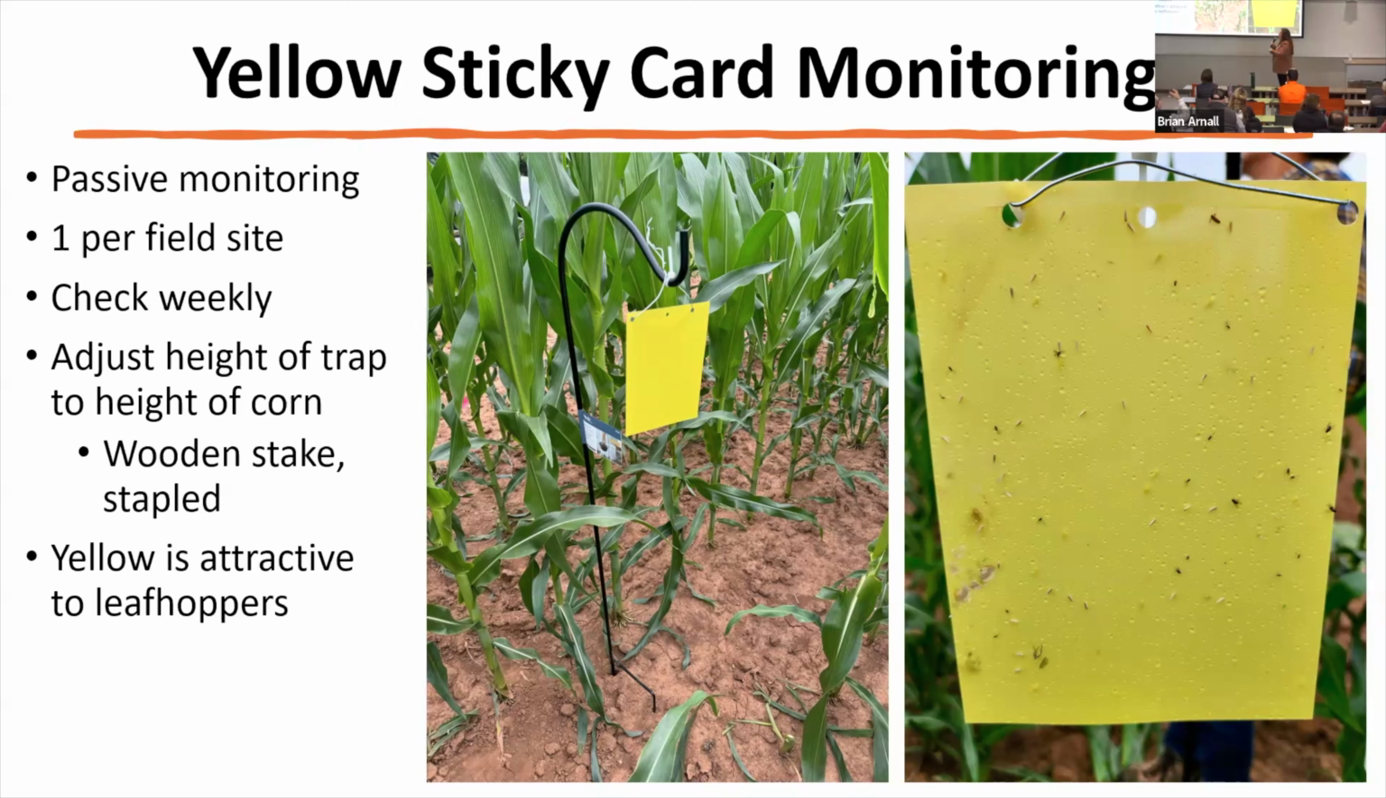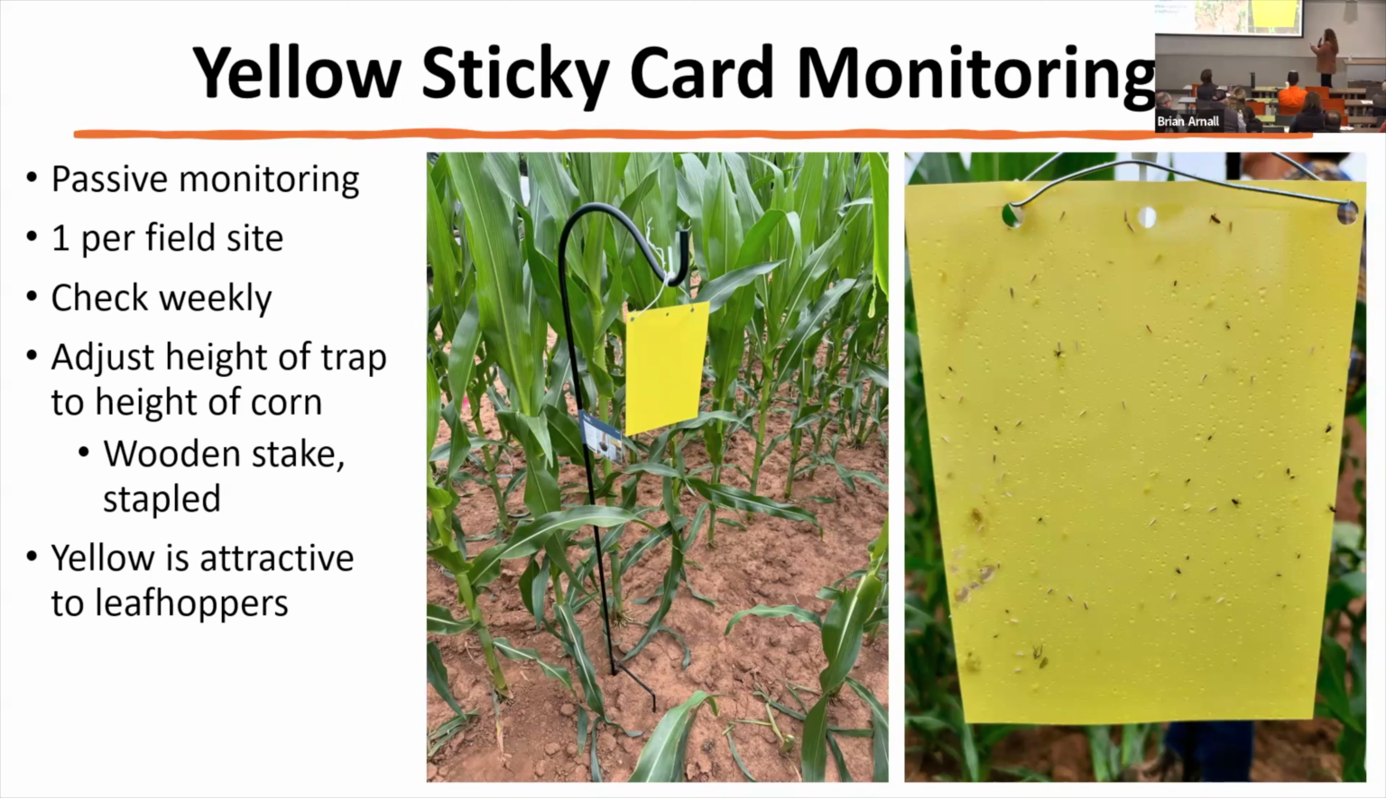Okay, so we are using some shepherd's hooks here of different heights. You can also use a wooden stake and staple it to it. Yellow, based on literature, is attractive to corn leafhopper. I've had a couple of people approach me about what if we built this new trap or tried out these different kinds? I'm not going to waste my time with that right now in terms of color. Color works. We know that they're attracted to this yellow color.